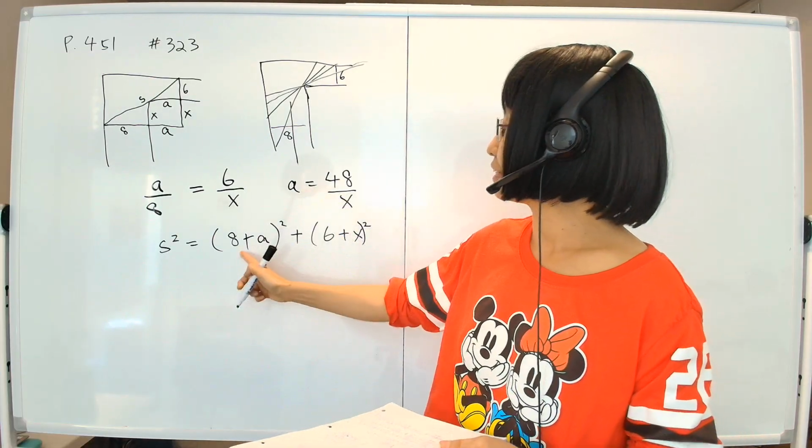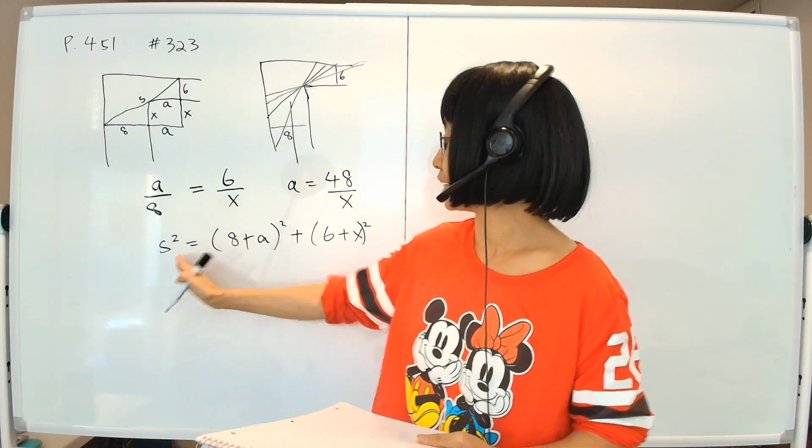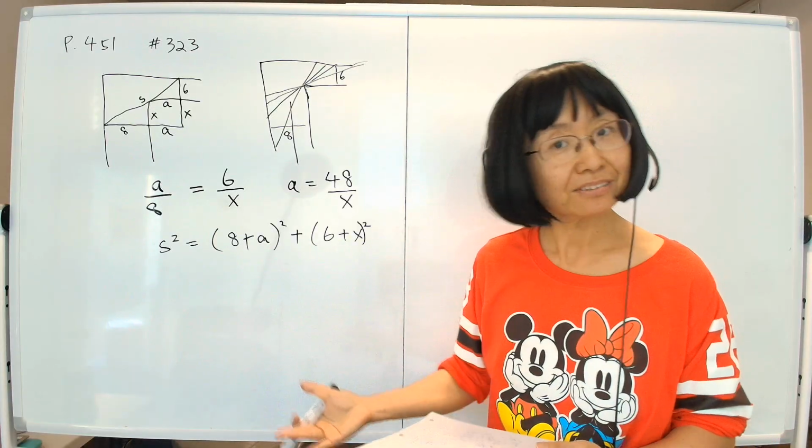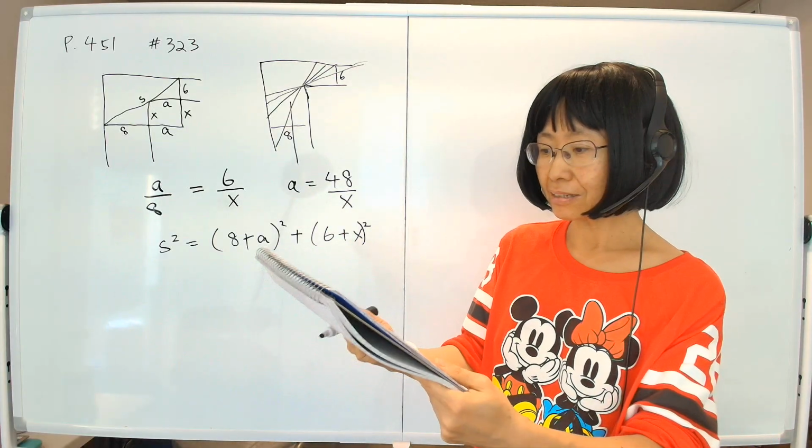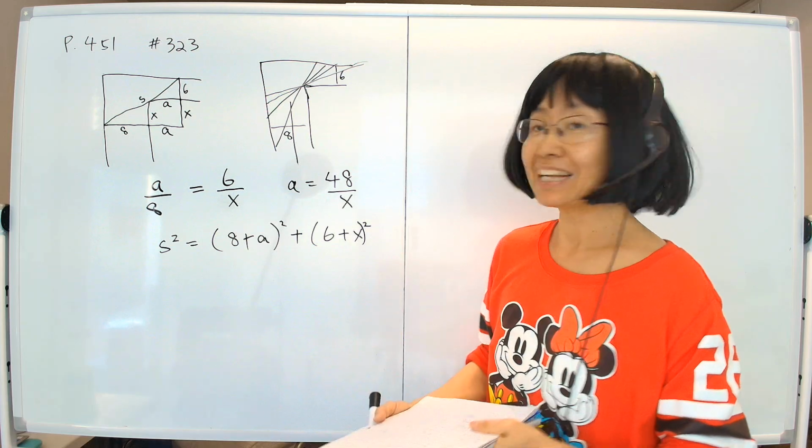We're going to plug a in here. So we have a relationship between S and x, and then we'll take the derivative, set it to 0, and come up with something, right? That is a noble ambition.